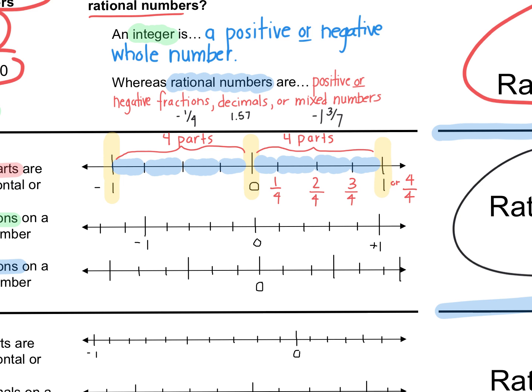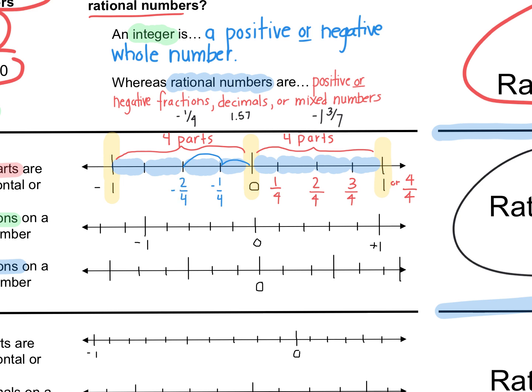Okay, let's go to the other side. Again, we have 4 parts, so I'm going to label these. I have -1 out of 4 parts, right, because I went over 1 space. Now let's go over 2 spaces. I have -2 out of 4 parts.